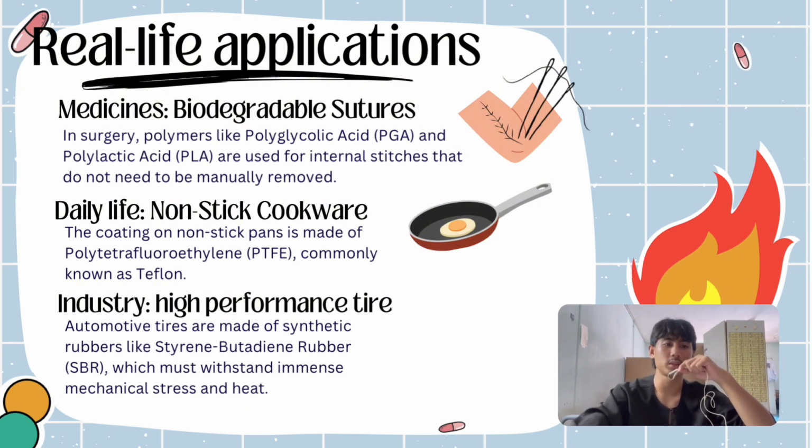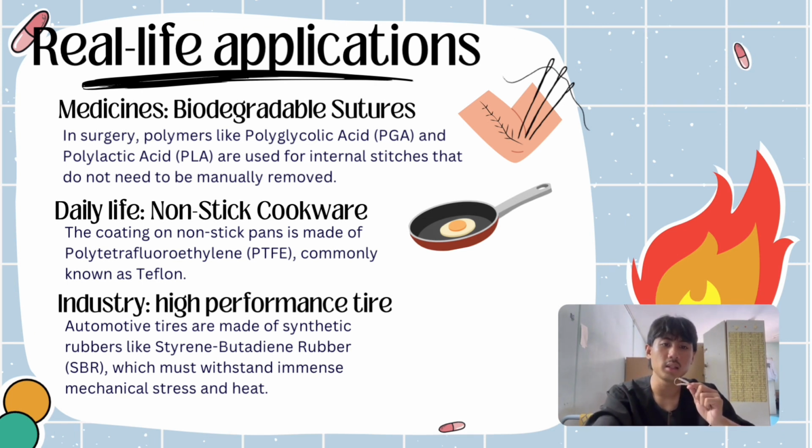We choose the high performance tire for the real life application. Automotive tires are made of synthetic rubbers like styrene butadiene rubber (SBR), which must withstand immense mechanical stress and heat. So the chemistry concept behind the high performance tire, such as the Formula 1 tire, is cross-linking and also vulcanization. So raw synthetic rubber consists of long sliding polymer chains that are soft and flow when heated.